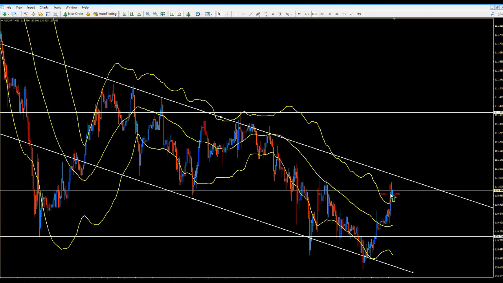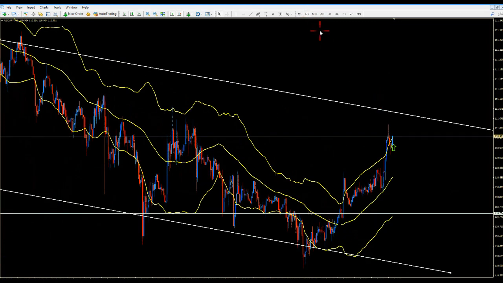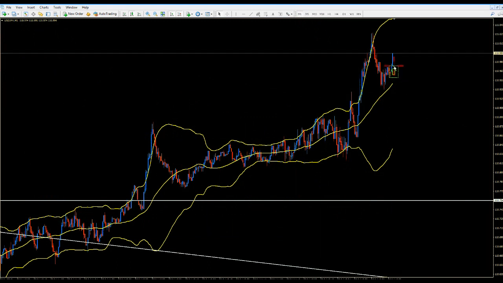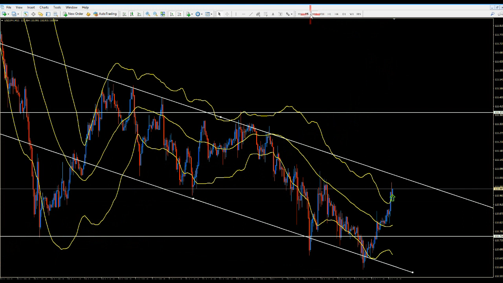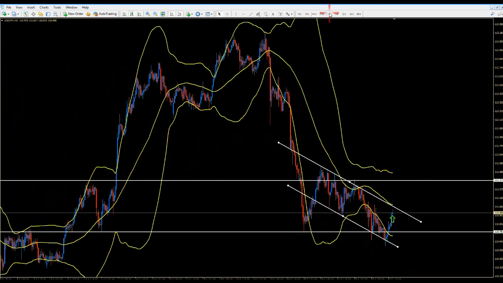Because this candle closed above the Bollinger Band here, this one also. So this one, we go for a 15-minute. So at the opening of this candle, just for the sake of the example. So after that, we could also short USD/JPY.